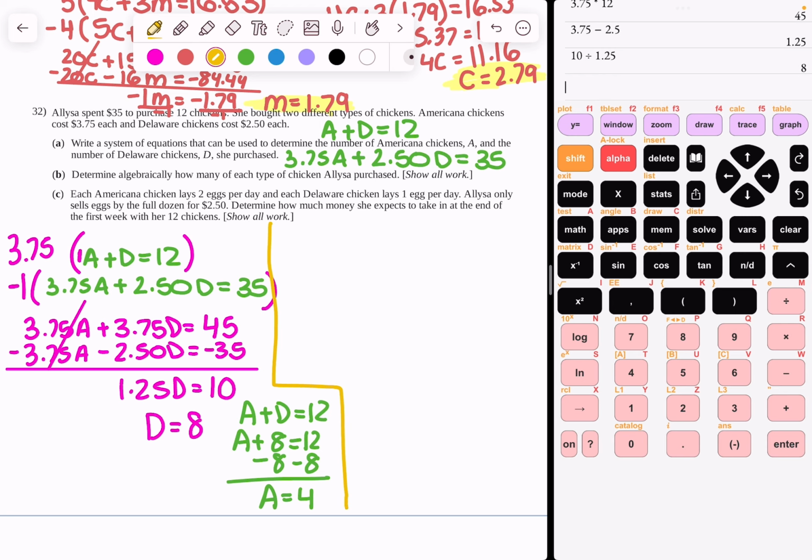Now question C says, each American chicken lays 2 eggs per day. So we have 4 American chickens right now, and if they lay 2 eggs a day, that means the Americans lay 8 eggs per day. Delaware chickens lay 1 a day. Well, there's 8 Delaware chickens times 1 egg a day, which means they also lay 8 eggs a day. Alyssa only sells eggs by the full dozen for $2.50. So right now, how many eggs do they have? 8 eggs and 8 eggs, so they have 16 eggs.